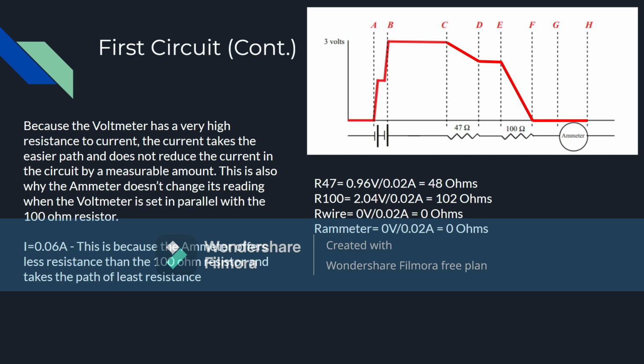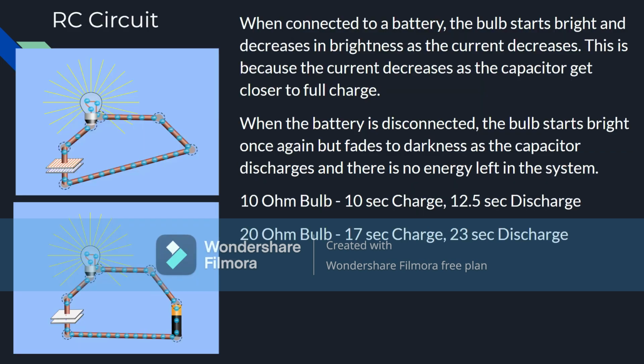This is because the ammeter offers less resistance than the 100 ohm resistor and takes the path of least resistance. Resistance of the 45 ohm resistor equals 0.96 volts over 0.02 amps equals 48 ohms. Resistance of the 100 ohm resistor is 2.04 volts over 0.02 amps equals 102 ohms. Resistance of the wire is 0 volts over 0.02 amps, which equals 0 ohms. And the resistance of the ammeter equals 0 volts over 0.02 amps, which equals 0 ohms.